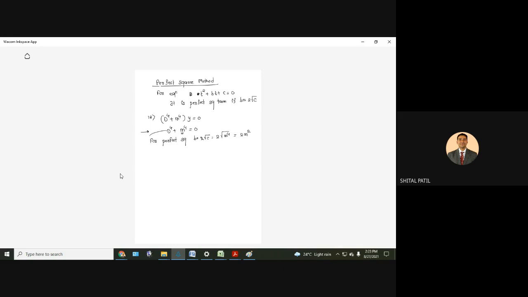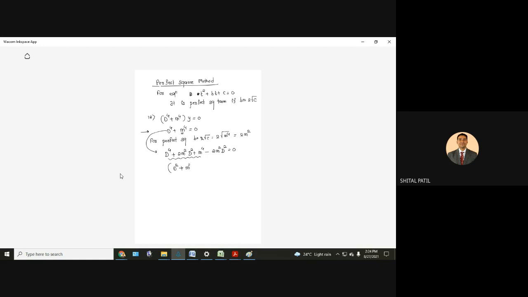See, I'm writing this equation now. d square, the coefficient of the middle term is m square, so d square plus m raised to 4. And then we have to subtract the same term, so 2m square d square equal to 0. Now this is a perfect square. Whose perfect square? Yes, root of the first, d square.